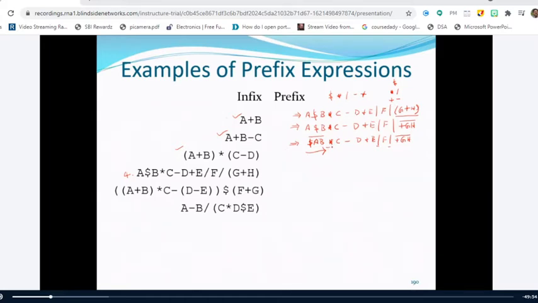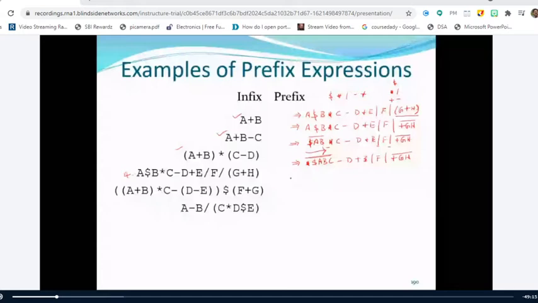What are the operands on which the star operates? Dollar ab and c. Dollar ab is one operand and c is another operand. Therefore, dollar ab, c and star. Again, don't forget that you should treat this entire sub-expression as a single operand, so I put an overline starting from the star up to c. After that, I have minus d plus e by f by plus gh. Is it clear up to this point? Yes, sir.